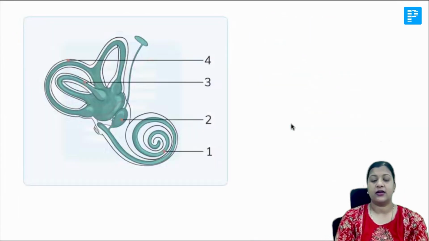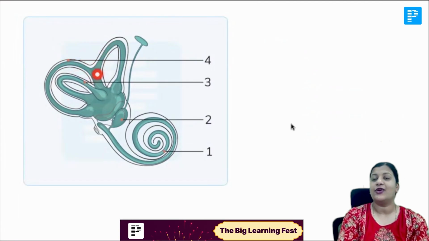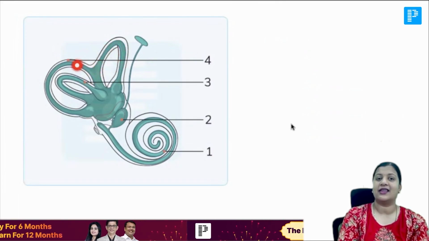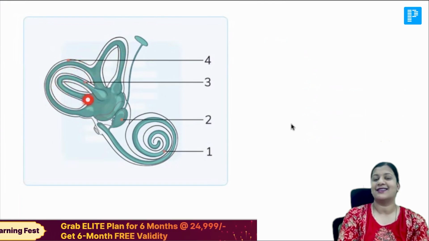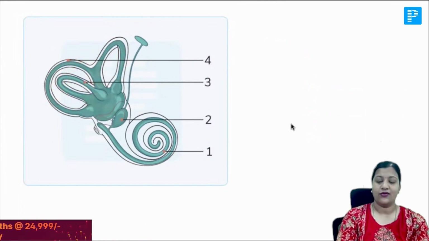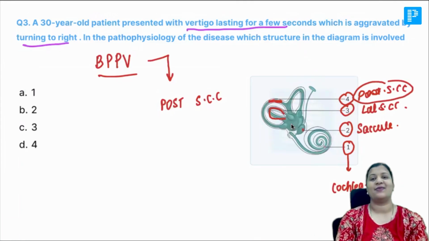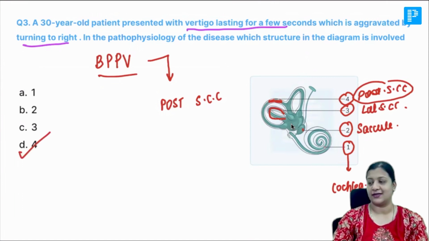Now, some of you may not agree with me. Why, ma'am? Why are you telling that this is the posterior semicircular canal? Because we've learned that the non-dilated end of the posterior canal and superior canal unite to form the crus commune. So if this is your superior canal, this has to be your posterior canal, right? And this is your lateral semicircular canal. So now we know the correct answer is going to be your posterior semicircular canal, which is marked with option D, which is your fourth answer, right?